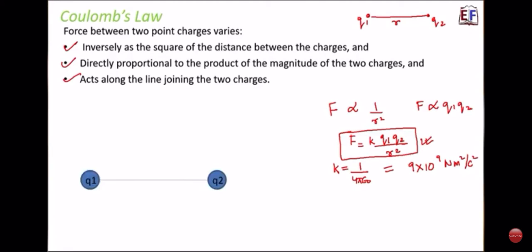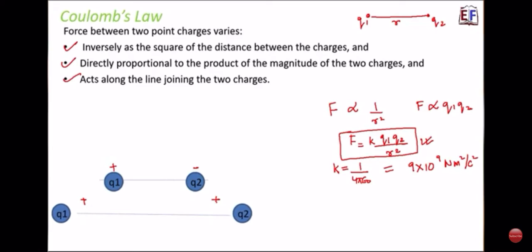apart. Now let us suppose these are the two charges Q1 and Q2, and both of these charges are opposite in nature. For example, one is a positive charge, the other is a negative charge. Then what happens? Attraction. They come towards each other. Whereas if both of these are like charges, as in this is also positive and this is also positive, then they tend to go away from each other because like charges repel. But in any case, this force acts along the line that joins these charges.